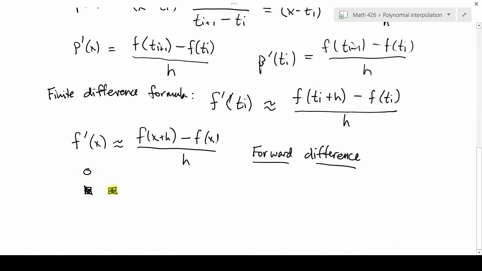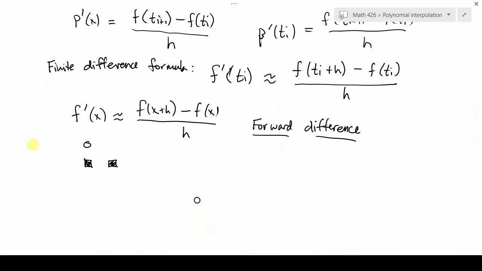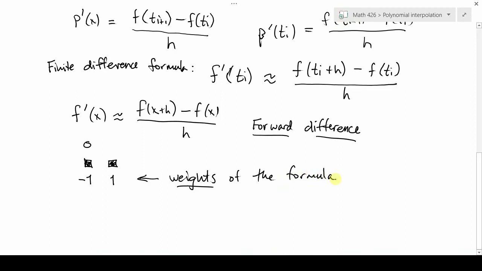Okay, so what this says is the weight, sorry, I'm getting ahead of myself. You take 1 over h times the value forward minus 1 over h times the value backward. Now it turns out that h in the denominator is always there, so we don't normally write it. And these constants down here are called the weights of the formula. They tell you how much weight each of the nodes that you're using has in the result.